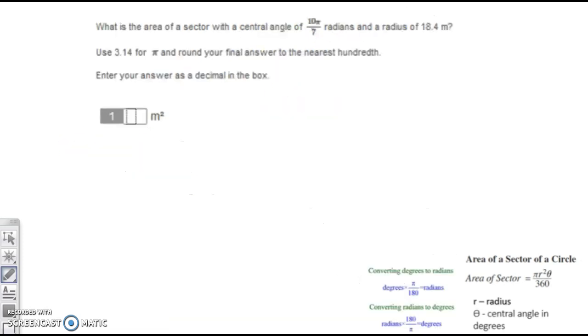All right, what is the area of a sector with a central angle of 10 pi over 7 radians and a radius of 18.4? Use 3.14 for pi, round your answer to the nearest hundredth. All right, so it asks for area of a sector. So I'm going to go to my formula sheet and pull the area of a sector formula.